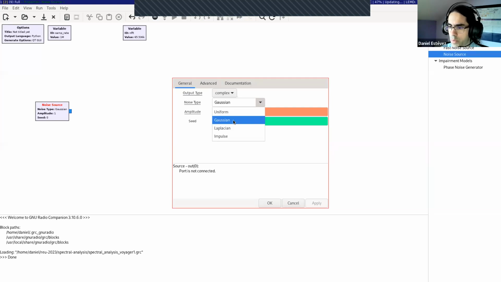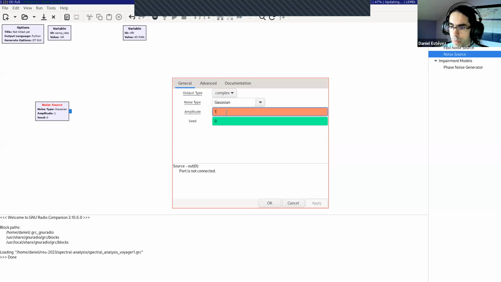The most simple type of noise that you will encounter in radio frequency signal processing is Gaussian noise. There are other different types of noise you can simulate with this block, but 99% of the time you will be using it to simulate Gaussian noise. The other thing we can set is the amplitude. So a larger amplitude will make the noise signal larger or devote more power to the noise signal.